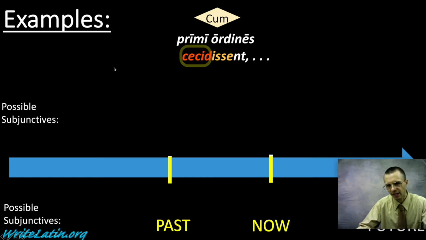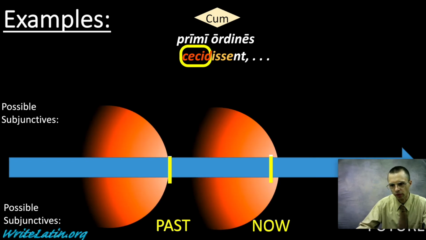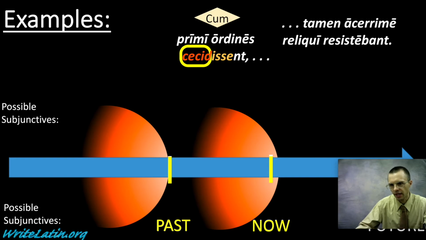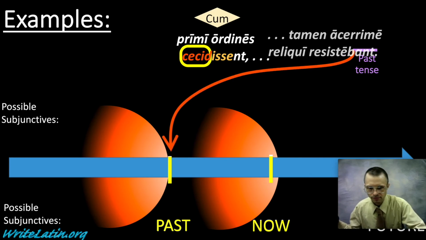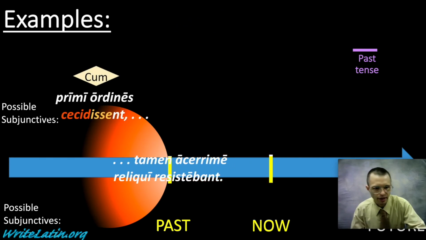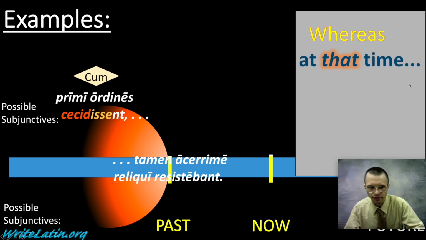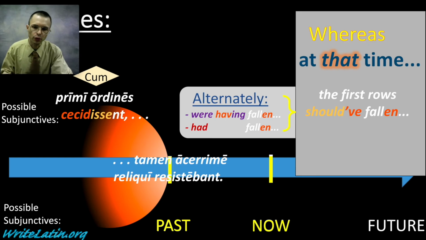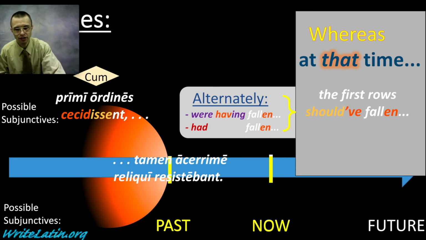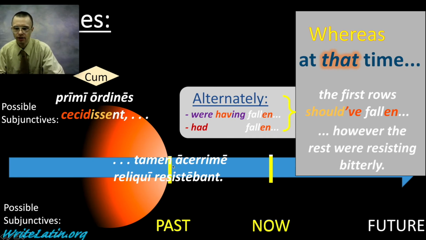Cum primi ordines cecidissent, it's going to be one of those two. Tamen acerrime reliqui resistebant. Well, "bant" is past, so it's going to be the left one. All right, put it in place. Whereas at that time, the first rows should have fallen. Alternately, you could use their way of translating it like an indicative, were having fallen or had fallen. Tamen, however, the rest were resisting bitterly.